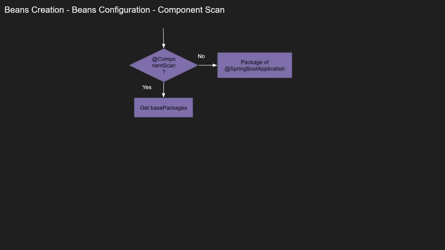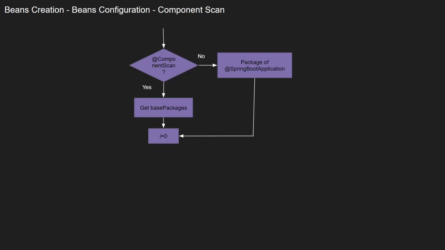In the component scan process, whenever the application is starting, Spring checks all the classes to see if there is any definition of @ComponentScan. If there is a definition of component scan, then the package names defined within these component scan annotations are added to a list of base packages. If there is no definition for @ComponentScan, it takes the package of the class in which the Spring Boot application annotation is defined.